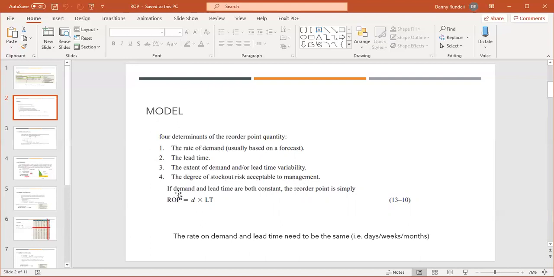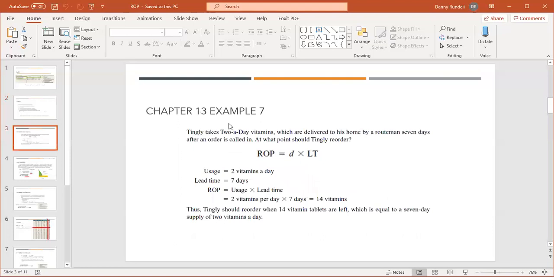So if demand and lead time are both constant, in other words, if we know what demand and lead time are going to be, the reorder point is simply that demand times that lead time. Now, when you do that, the rate on the demand and the lead time need to be the same. So if your demand is 10 per day, then you need to use lead time in days. So days, weeks, months, they need to be the same.